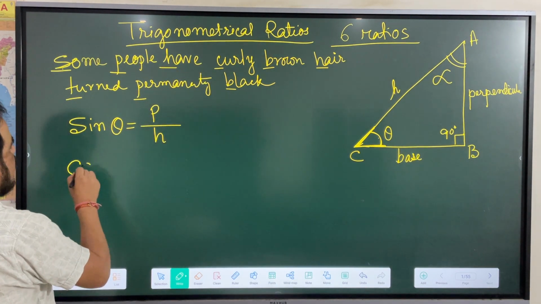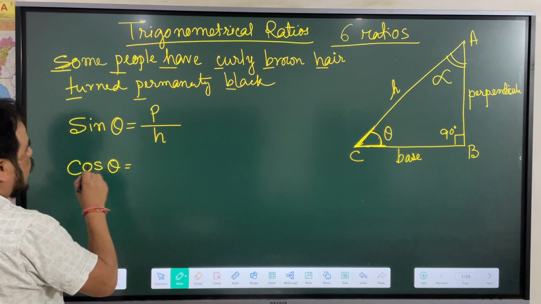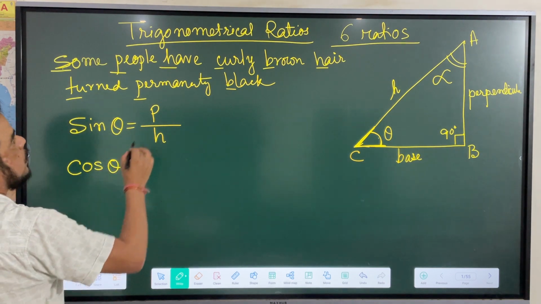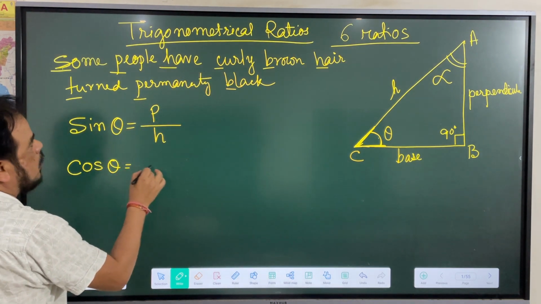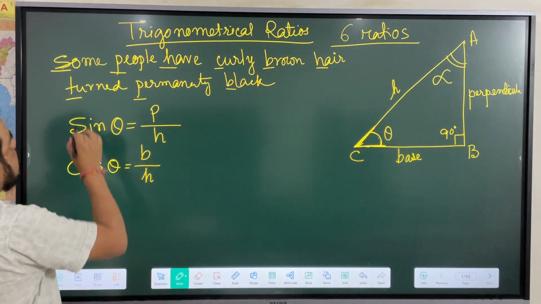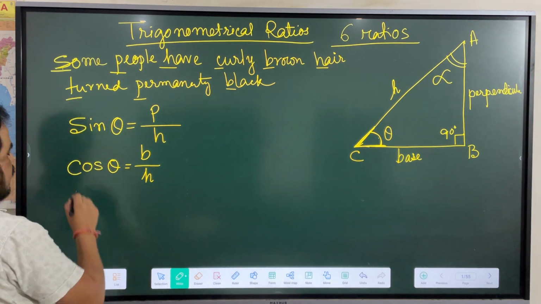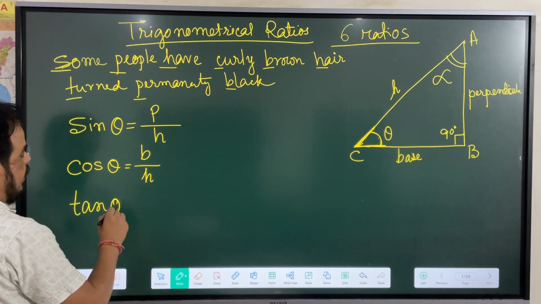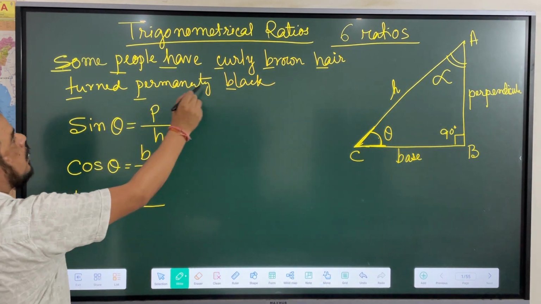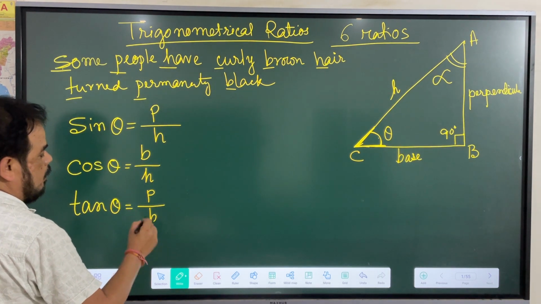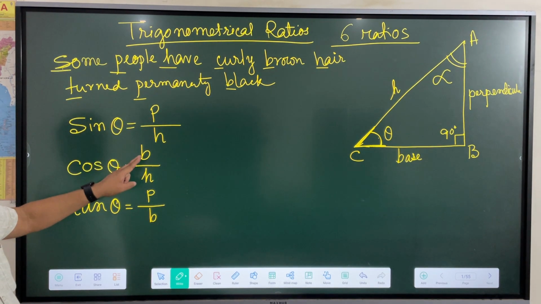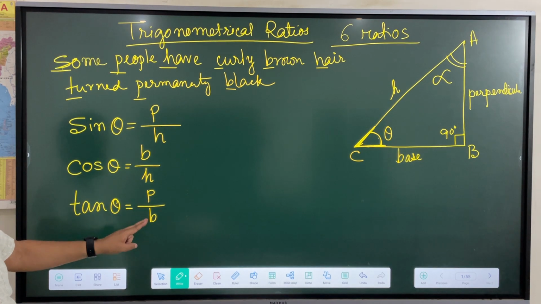Next, C is called cos theta. Cos of theta, cosine of theta, or shortly you can say. Those things you will get in our chapter 7. Cos theta. From Curly, C is taken, which is cos. Brown Hair, B by H. Next, T. Turned, T is taken, which is converted into tan theta. Tan of theta. For theta, tan. P, B. P, B. This is what we have to learn. Look here. Some people have curly brown hair turned permanently black.